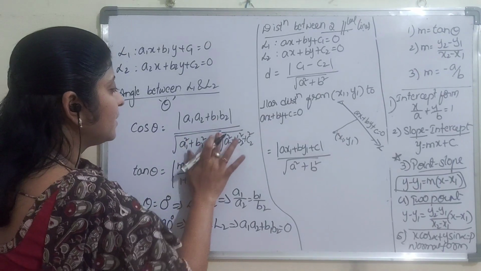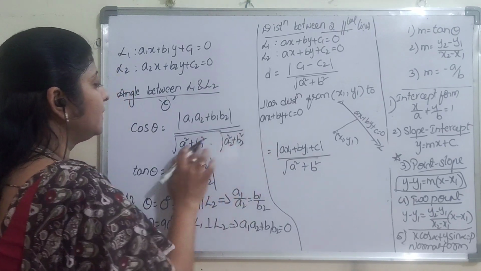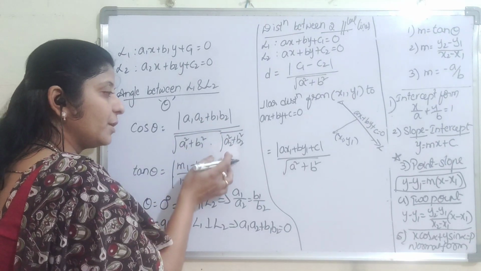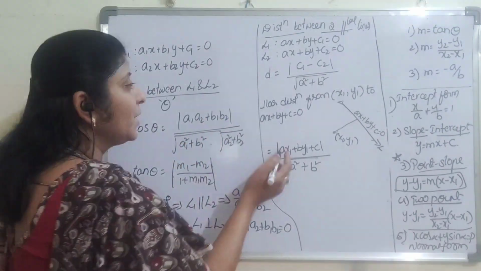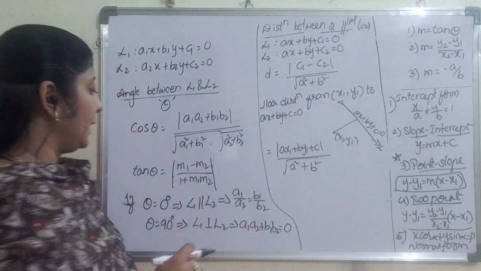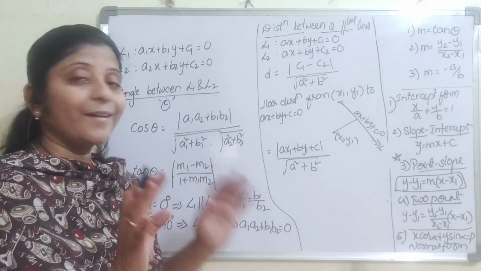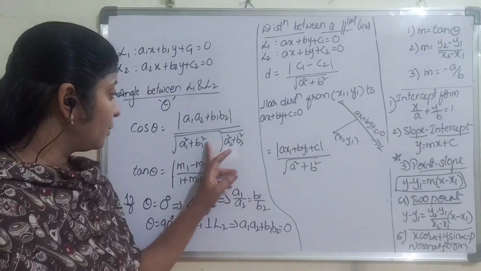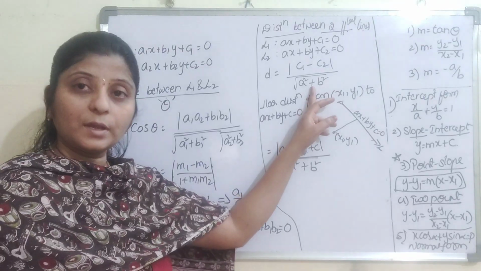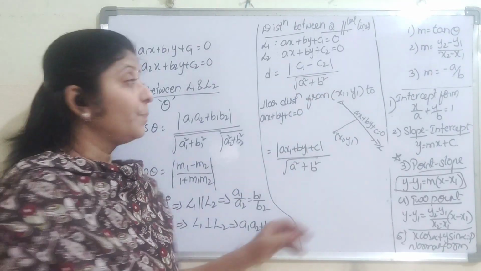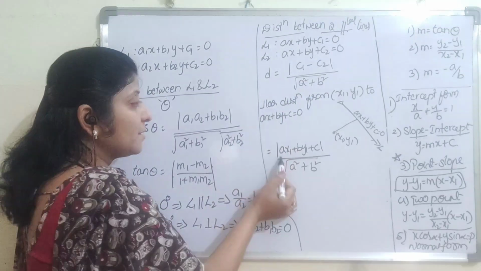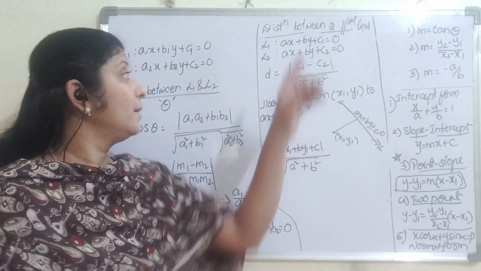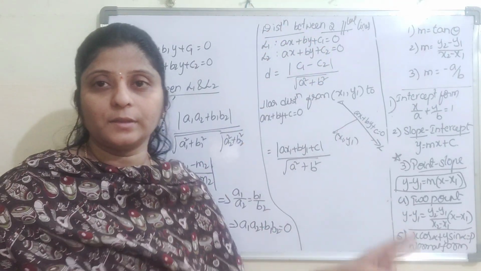And one more thing here, c1 square will not come now, only this one. Cos theta will be mod of a1 a2 plus b1 b2 by root a1 square plus b1 square, root a2 square plus b2 square. So if you observe, in the denominators under the root forms, the constant will not be included: root a1 square plus b1 square, root a2 square plus b2 square. This is root a square plus b square. This one is the parallel lines distance. It is from the point to the line, it is point to the line, and that one is the distance between 2 lines.